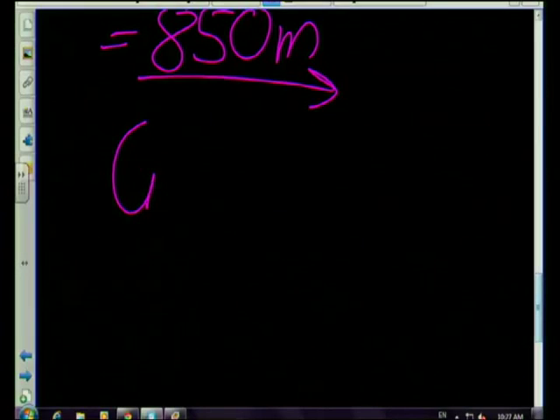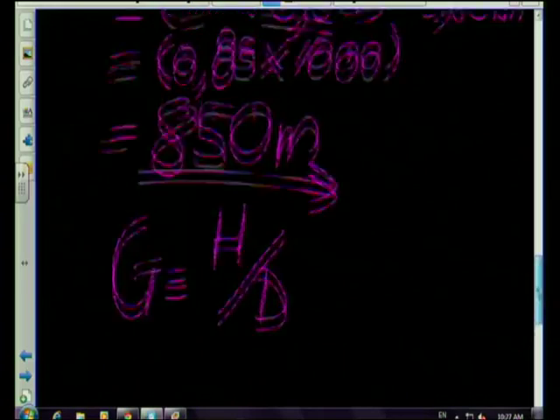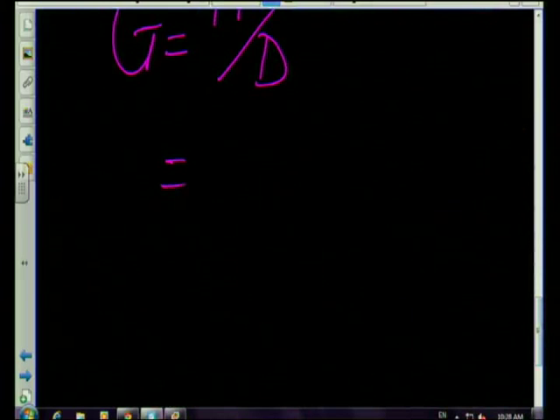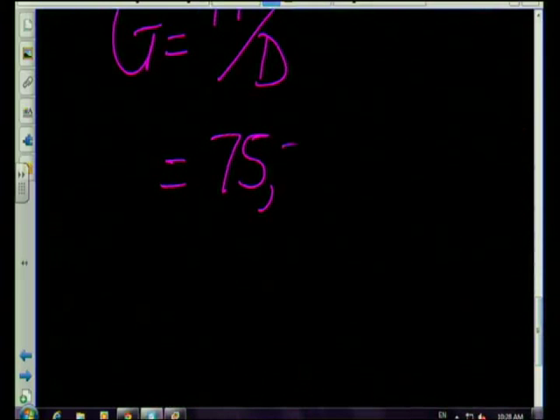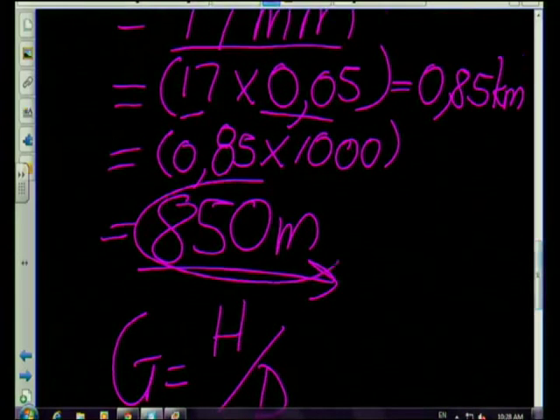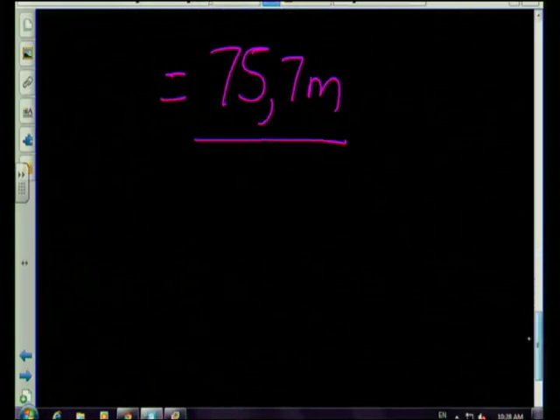Now, what do I have? I have a height in meters and I have a distance in meters. Now I can substitute into my formula and calculate my answer. Let's look at this possible answer. Gradient is equal to height over distance. Note, I've calculated my height at 75.7 meters over. I've calculated my distance at 850 meters.